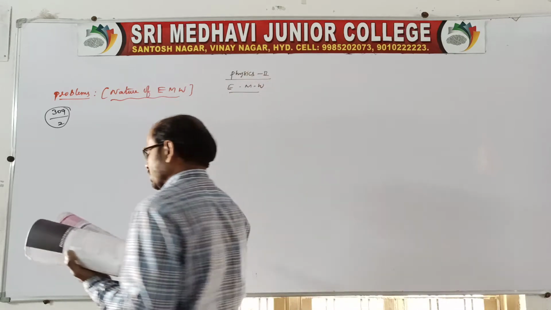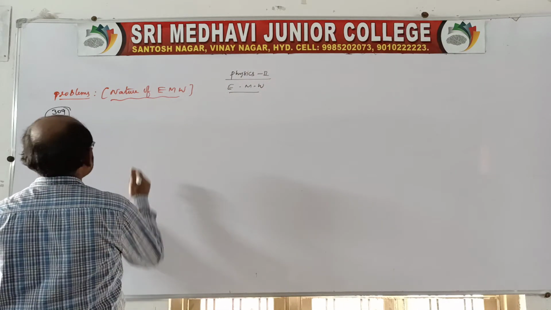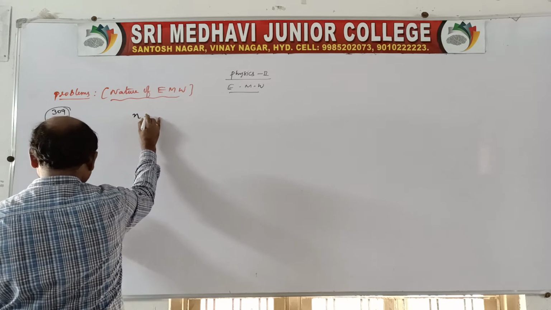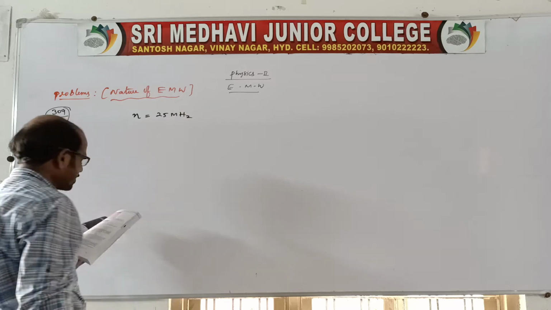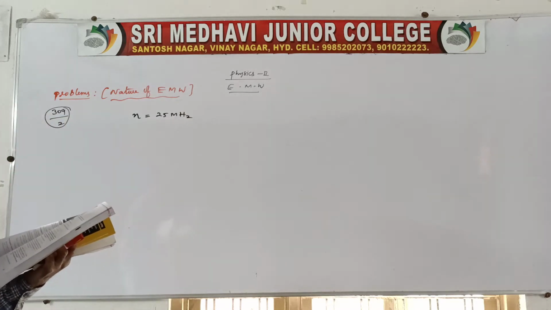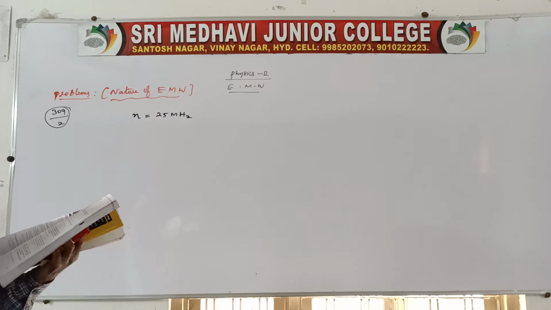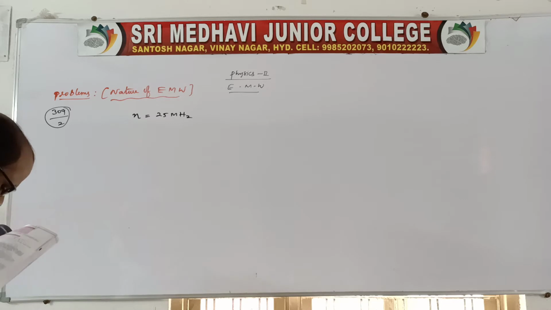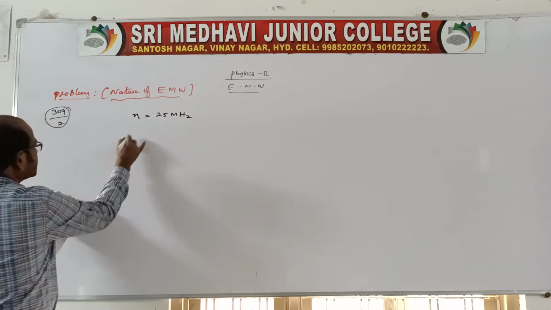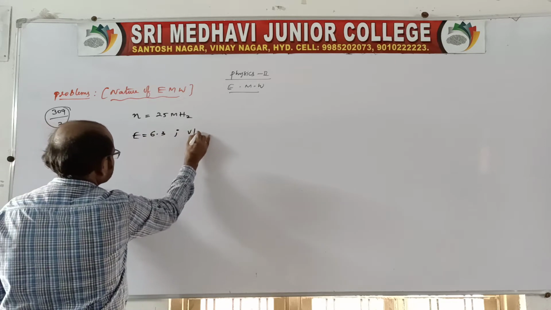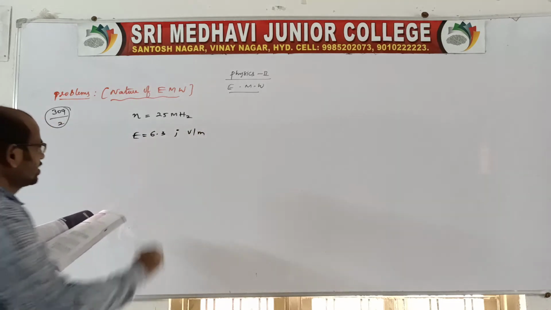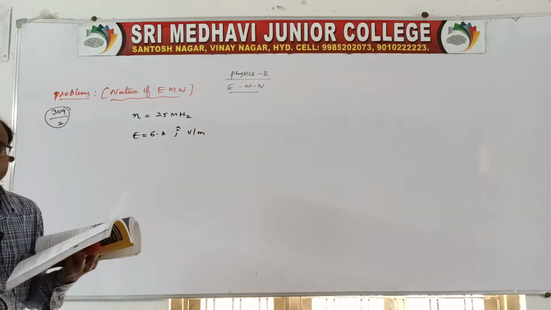A plane electromagnetic wave of frequency n equal to 25 megahertz travels in free space along the x direction. The given data at a particular point in space and at a time t: E is given as 6.3 volt per meter, along the y-axis, that is j, the direction of the electric field vector.